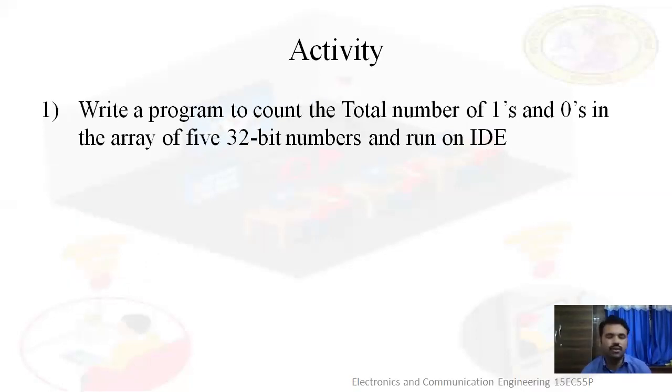So let us do some activity. We have learned a program to count the number of ones and zeros in a 32-bit integer. Now you write a program to count the total number of ones and zeros in an array of 5 32-bit numbers and run it on the IDE. You consider 5 32-bit numbers, store them in memory like a lookup table, and go through all 5 32-bit numbers and count the number of ones and zeros in them. And you also check the same program on the IDE.